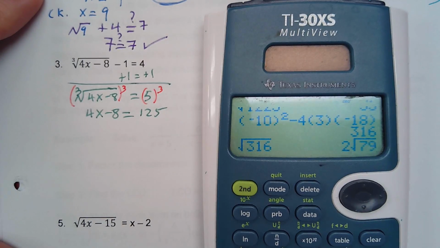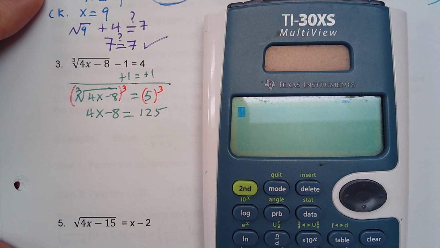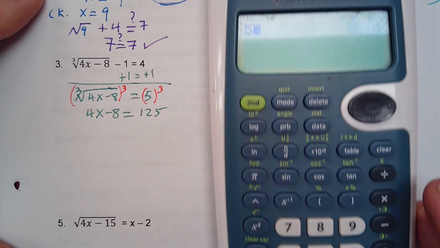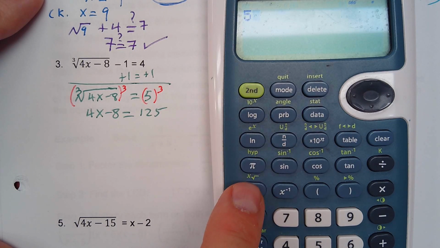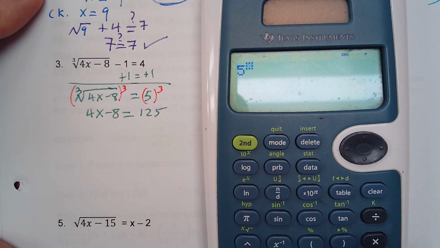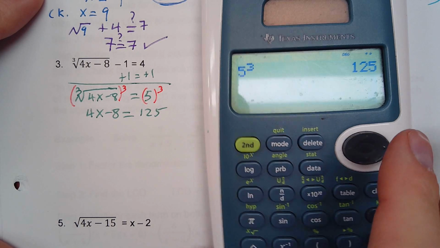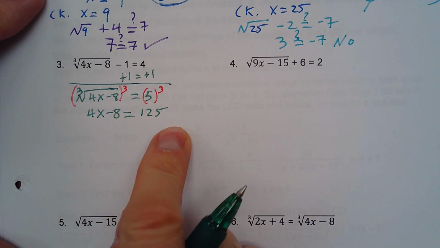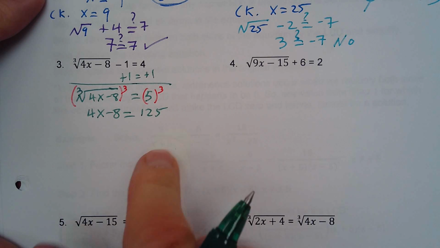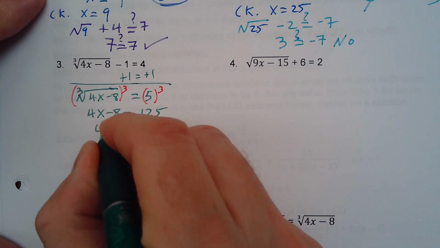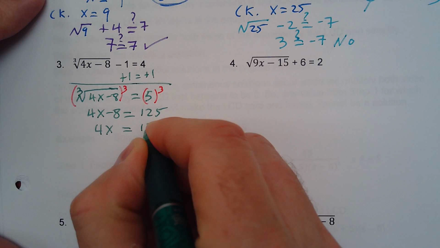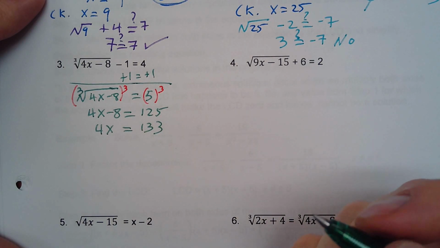Again, you can enter that in by typing 5. Use your caret key right here. Type a 3, 125. Then we're going to add 8 to both sides. So that gives us 133. And then we're going to divide by 4.